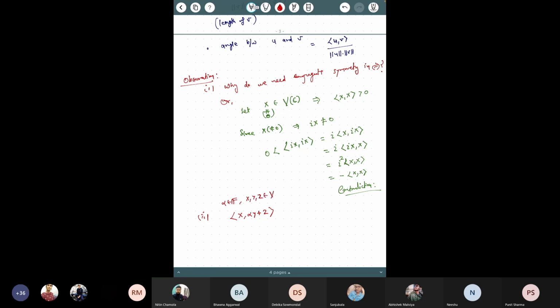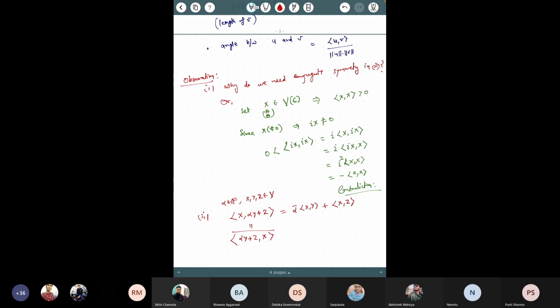then you can easily show that this is the same as alpha bar times the inner product of x with y plus the inner product of x with z. Why is this true? This follows from the third and fourth properties of the inner product. Because of the second property, this is equal to the bar of the inner product of alpha y plus z with x.